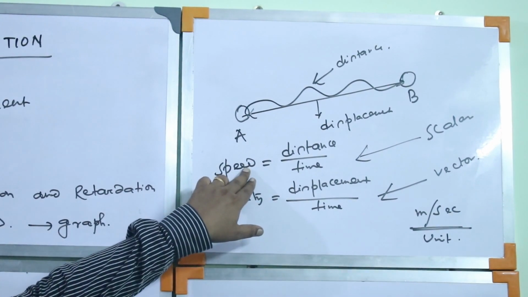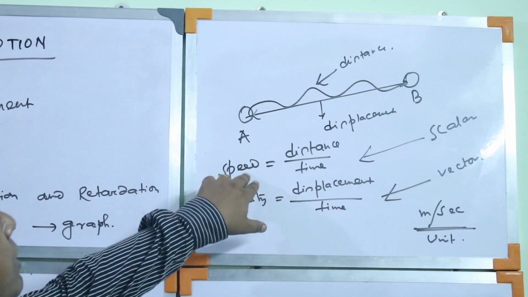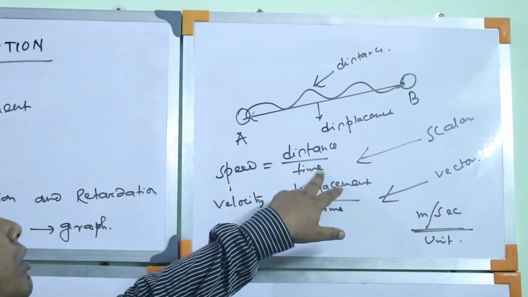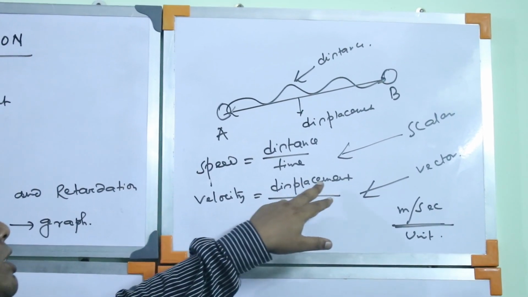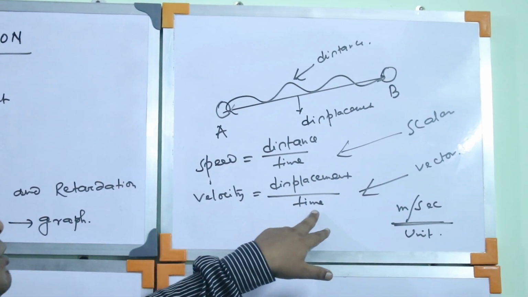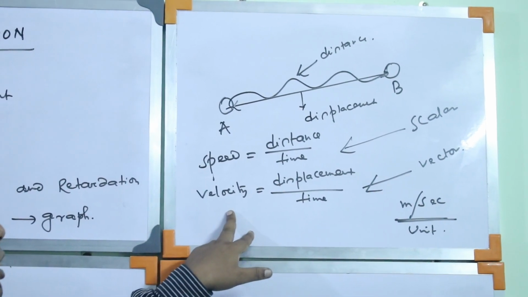Uniform speed means equal distance in equal interval of time. Uniform velocity means equal displacement in equal interval of time. This is called uniform velocity.